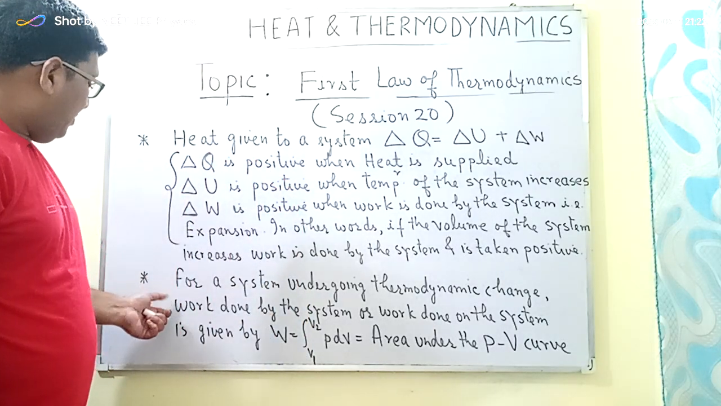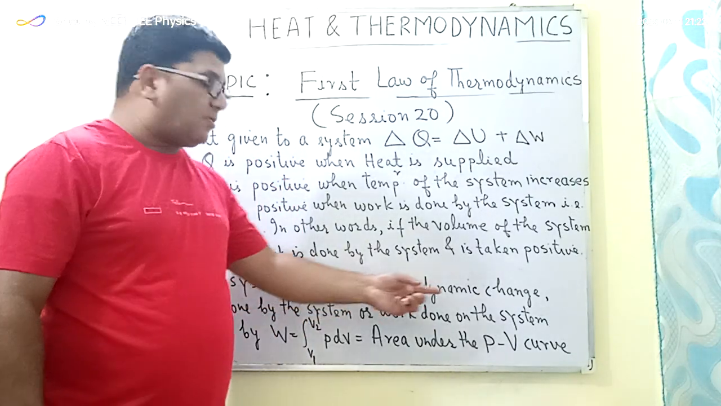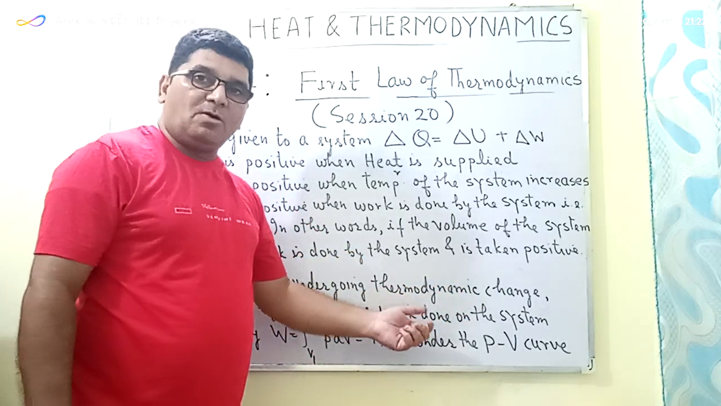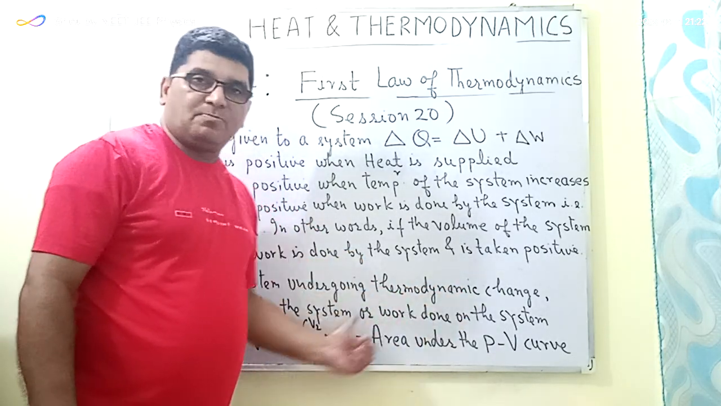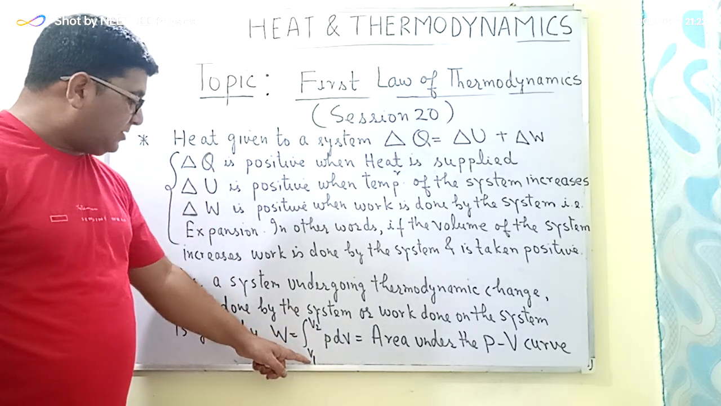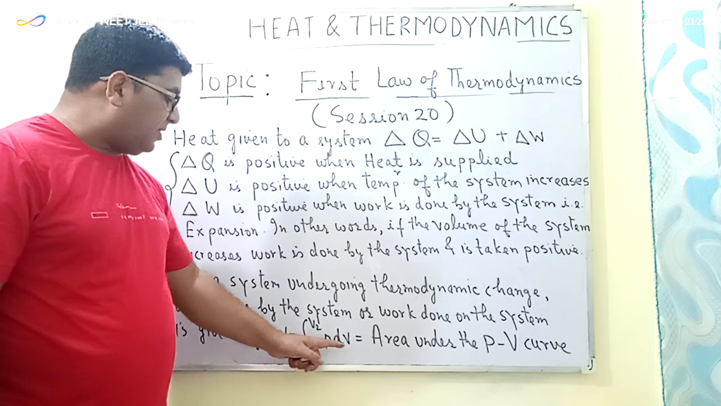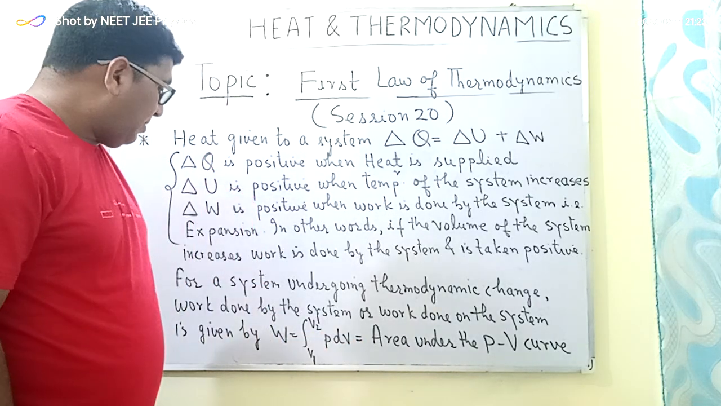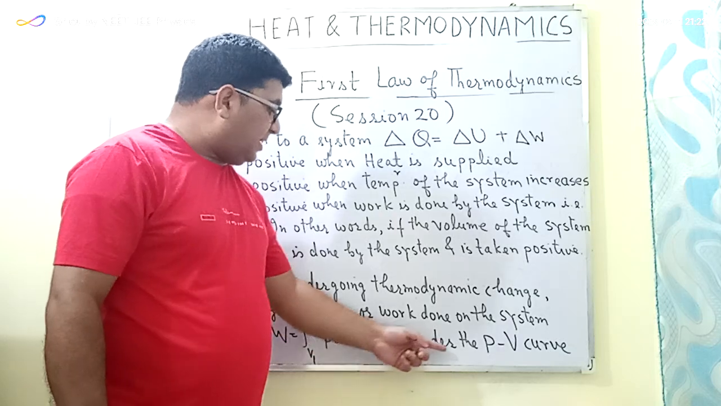Now the second important point is that for a system which is undergoing a thermodynamic change, the work done by the system on the surrounding, or the work done on the system by the surrounding, is given by this formula, that is W is equal to the integration within the limits of V1 and V2 of P dV. Here V1 and V2 are the initial and the final volume, and this is also equal to the area under the PV curve.